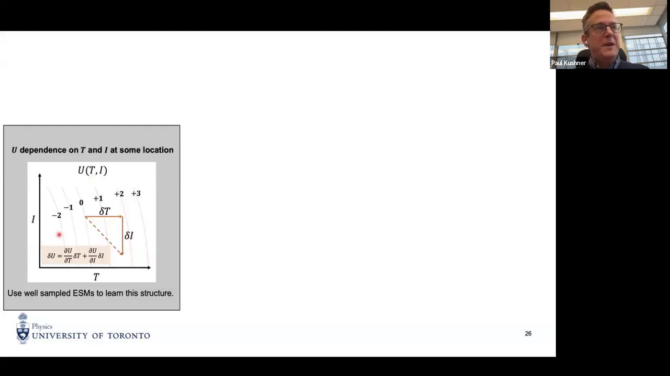We don't know what this space looks like, this landscape of how U varies, but we can use Earth system models to learn the structure, and maybe different models will have different underlying structures. But then just a simple Taylor expansion would say that if you're looking at how U varies for a given perturbation of temperature and ice, you could separately attribute the change in U to the change in temperature and the change in ice, just using Taylor expansion there. So that's the basic idea.